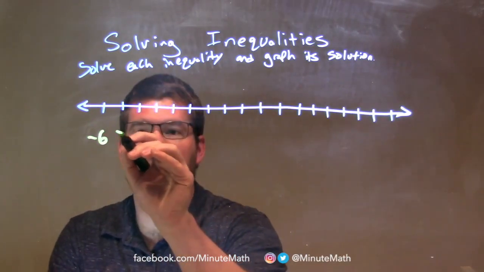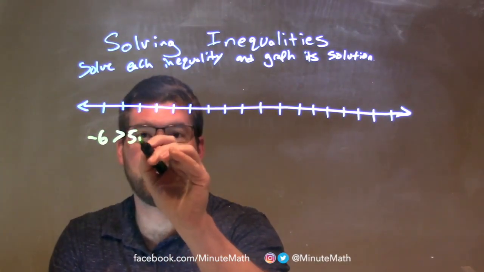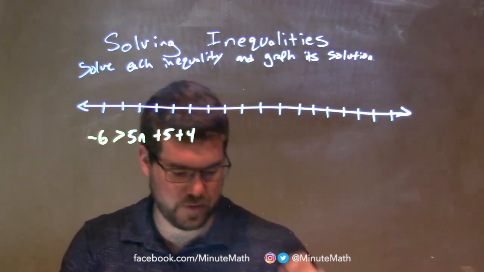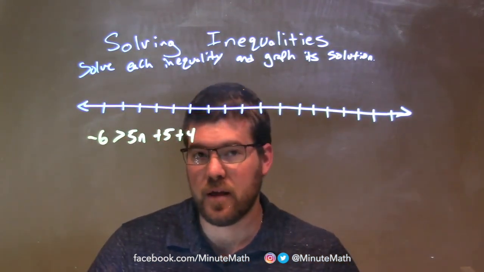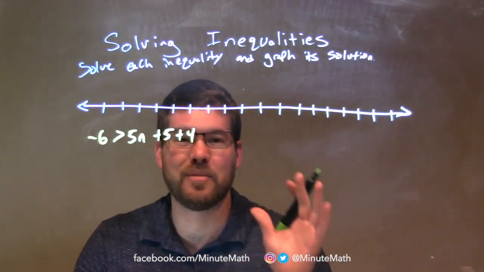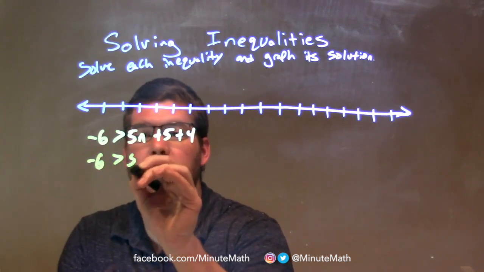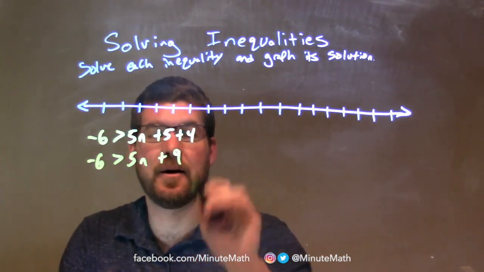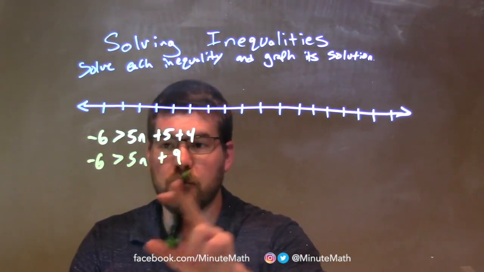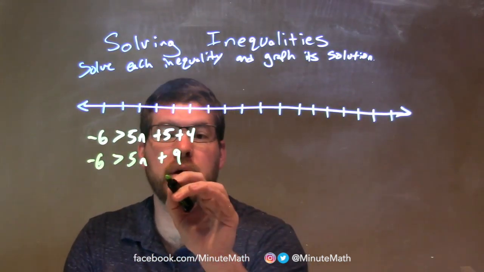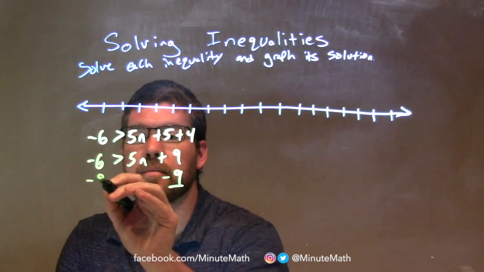-6 is greater than 5n plus 5 plus 4. Okay. Well, the first thing I like to do here is see the 5 and 4. I'm just going to combine that together to be a 9. So we have -6 is greater than 5n plus 9. My next step, I want to subtract a 9 to both sides. Bring that over. Let's get n by itself. Subtract 9 to both sides.